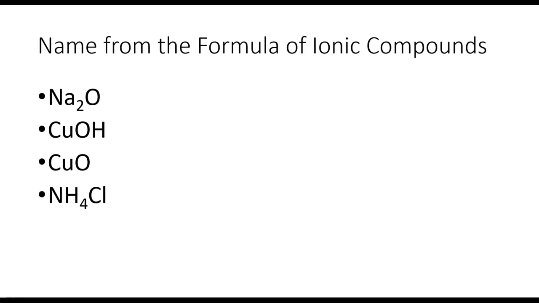Now, if we want to find the name from the formula of an ionic compound, we simply need to figure out what the positive ion is, so what the cation is, and what our negative ion is, so our anion, and name them positive then negative.